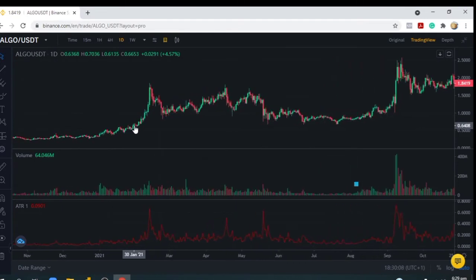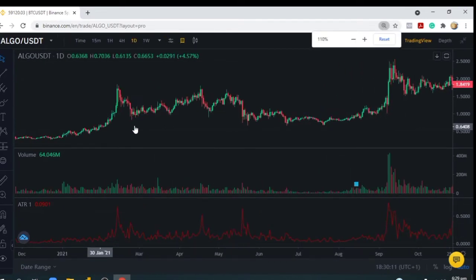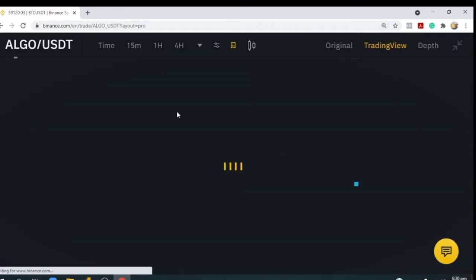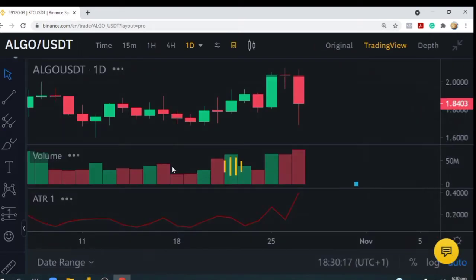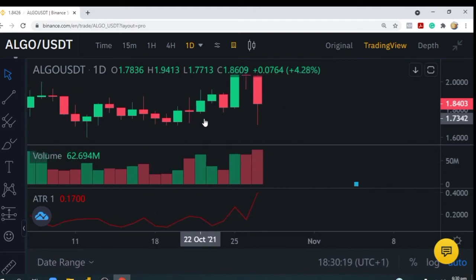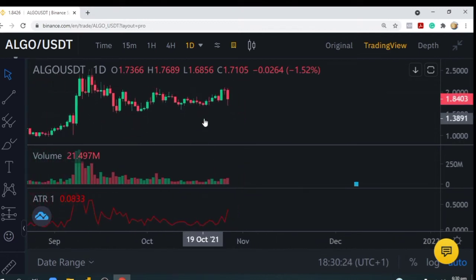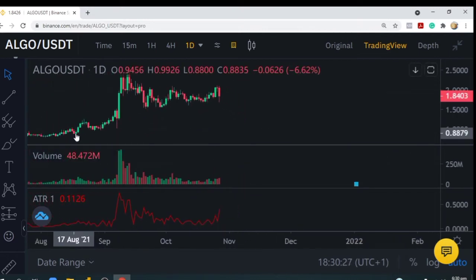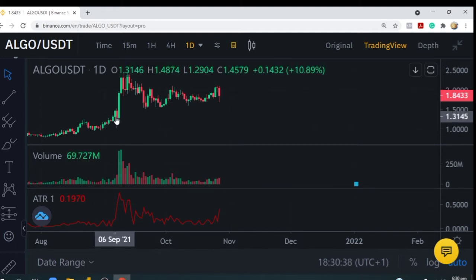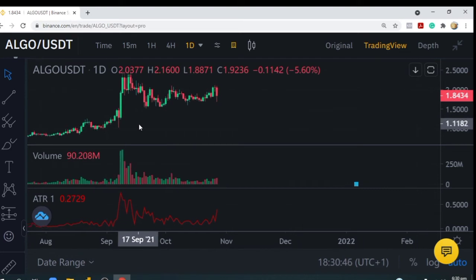So if I try to zoom in a little bit, we will see. Okay, so here this is a particular low, and then this is a higher low, and then this is another low, and this is another higher low, and this is a low, and this is a higher low. So it keeps going upwards, so that's an upward trend.